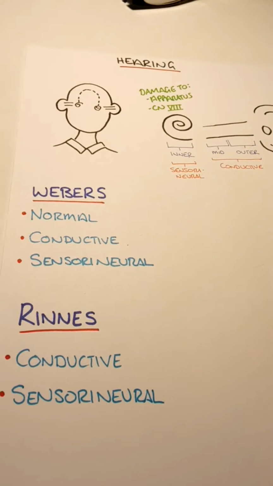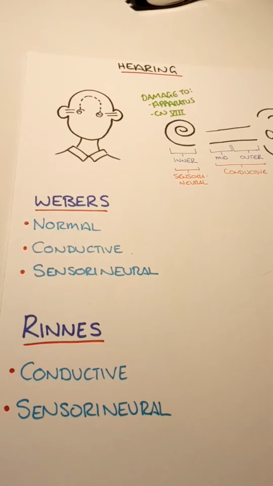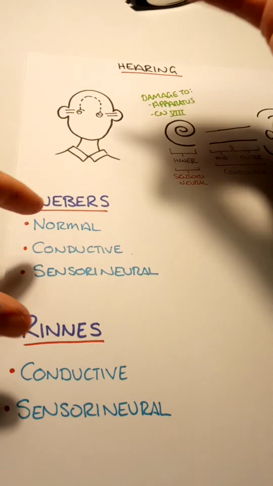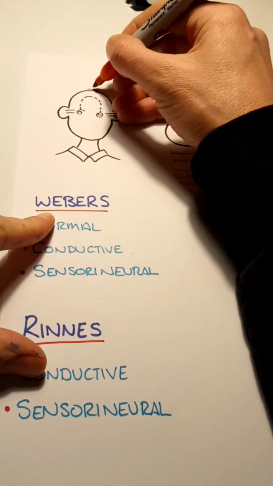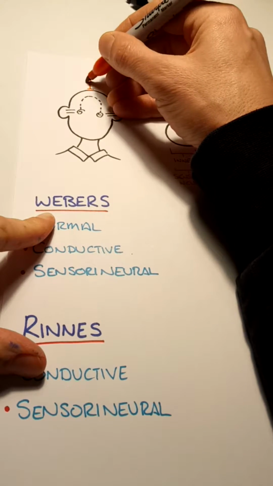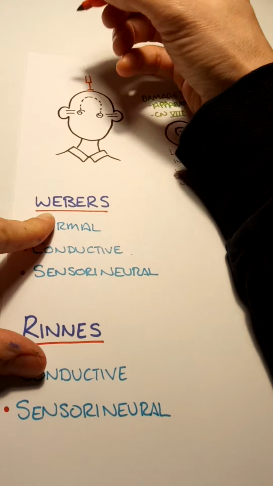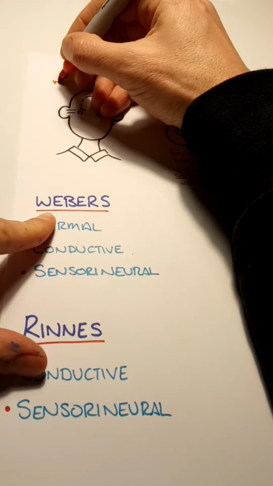So we've got two hearing tests that we do, one is the Weber's test and one is the Rinne's test. So what do we do in these tests? This is with our 512 hertz tuning fork. The Weber's test is where you put the tuning fork on the top of their head. So that is Weber's.